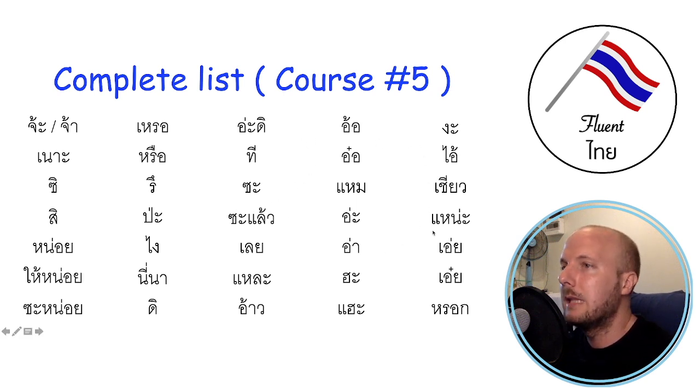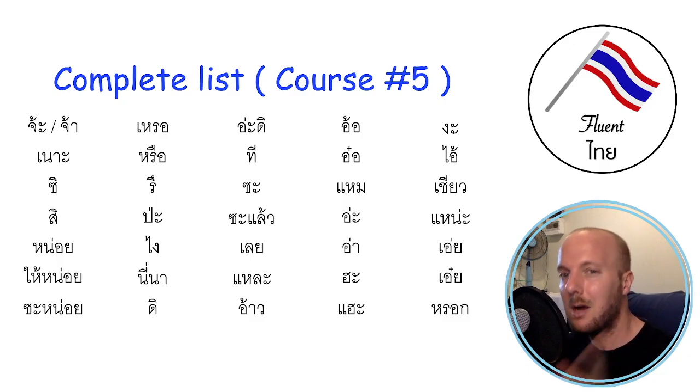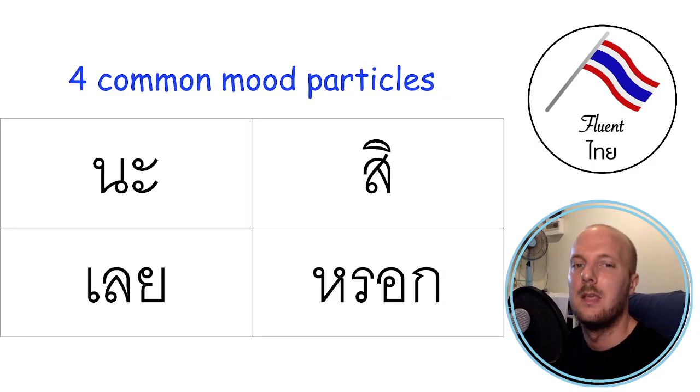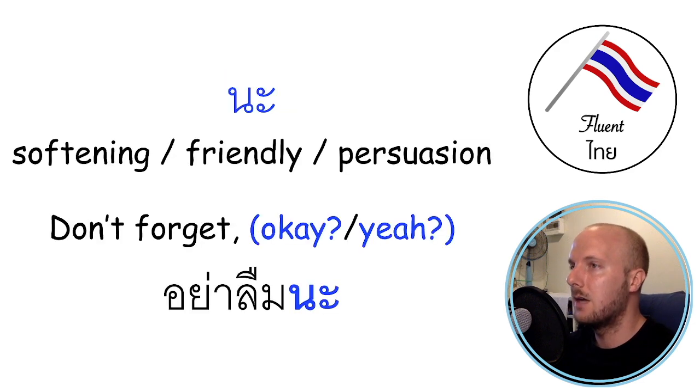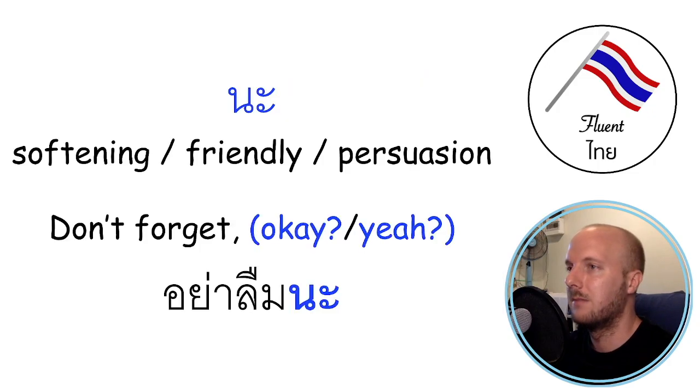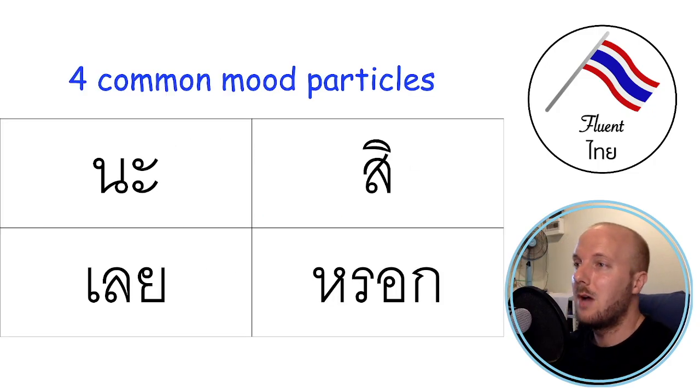So this is quite a complete list, but I'm not going to teach you all of them. I'm going to do that in a future course. I might have put the wrong course there. I think it's course 7, not 5, but anyway, we're just gonna learn 4. These are 4 of the most common mood particles, and just like I touched on a minute ago, we put them at the end of the sentence to help represent what the mood of that sentence is. So they are na, si, le, rok. All right, have you got any idea what these mean?